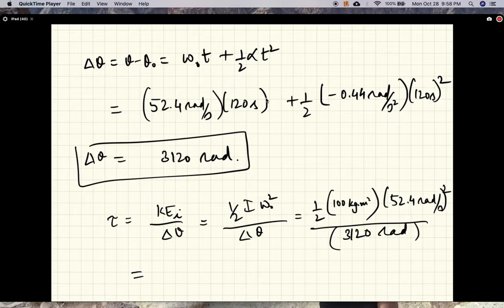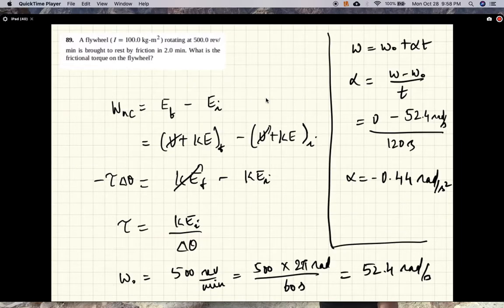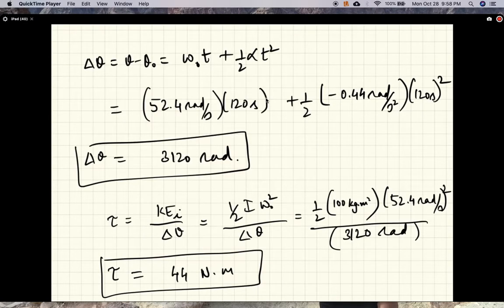Okay, and so this is a torque, so it'll work out in Newton meters, and this is equal to 44 Newton meters. So that's the magnitude of the torque. Okay, that finishes this problem.